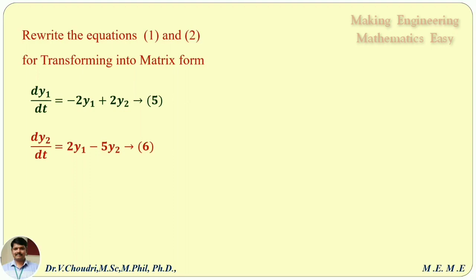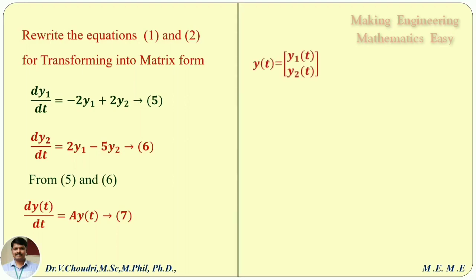Consider equation number 6. From equations 5 and 6, we can write dy of t by dt equal to capital A into y of t. Consider this equation number 7. This is the required matrix form of the above differential equation. Y of t is nothing but y1 of t, y2 of t. These are current in loop 1 and current in loop 2. Capital A is the square matrix, row-wise minus 2, 2, 2, minus 5.